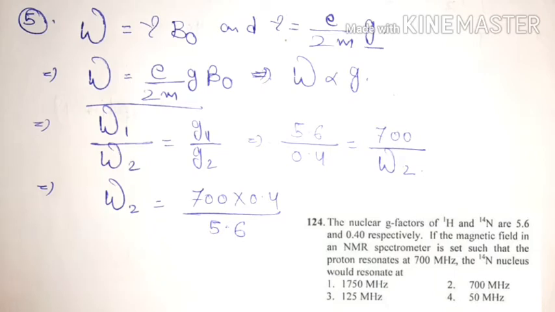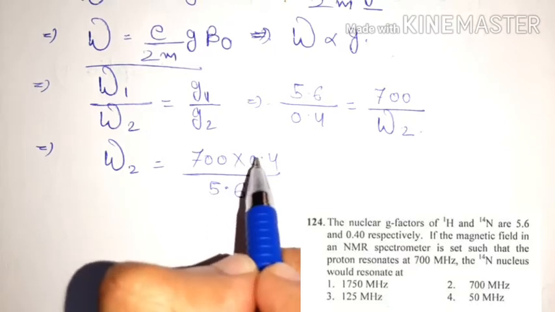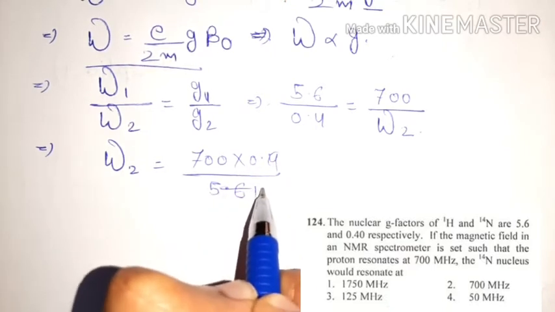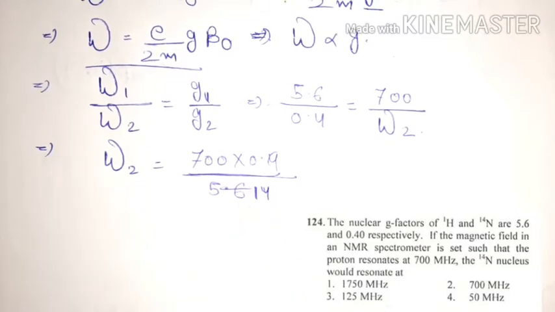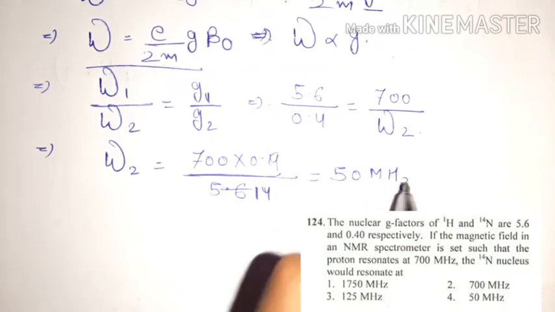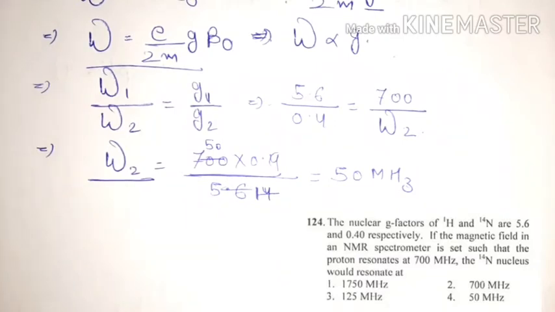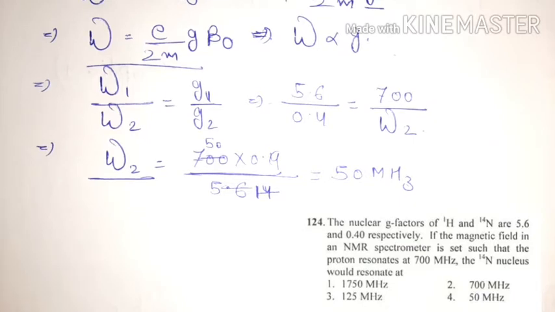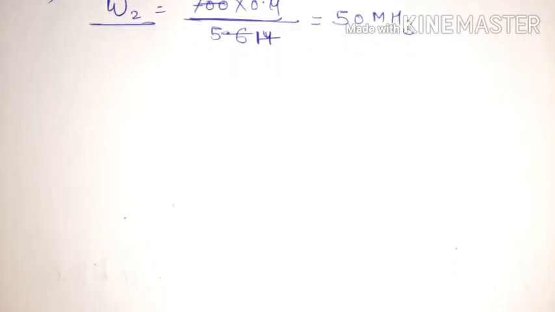Okay, so here we cancel out by 0.4 into 5.6, that is 1.4, 14 times. This 5.6 will be cancelled out by 0.4 by 14 times. So 700 by 14 is 50 megahertz. That is 50. So the resonating frequency for 14N is 50 megahertz. Understand? Okay, it is a very simple question and it is coming for 4 marks. So let's move towards our next question.